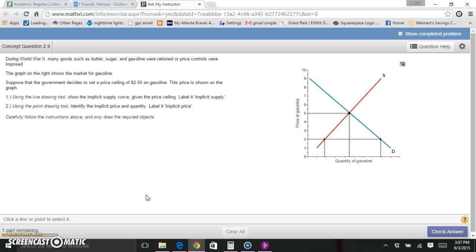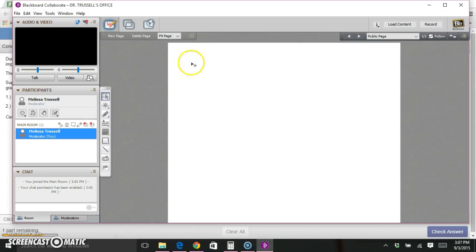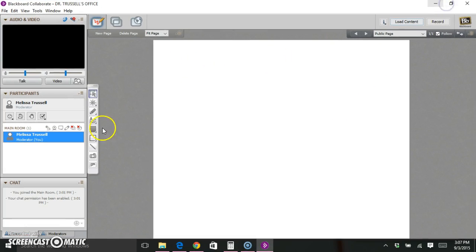And it wants us to use the drawing tool to show the implicit supply curve given the price ceiling, and then also use the point tool to identify the implicit price and quantity. So first of all, I'm going to flip over here to where I have a little whiteboard to work on, and let's talk about price ceilings and what they do in the market.